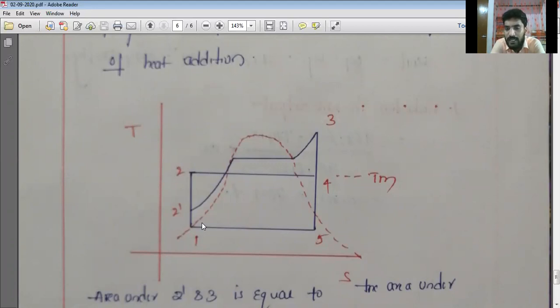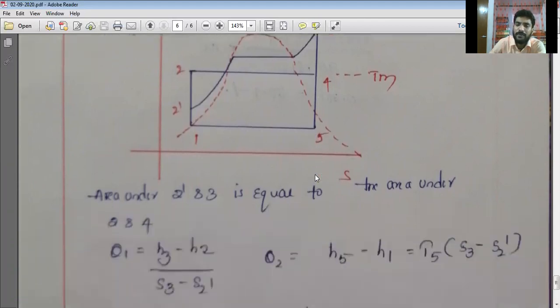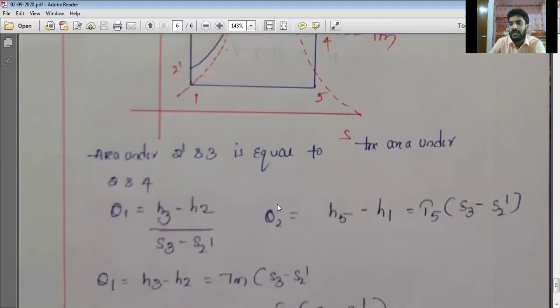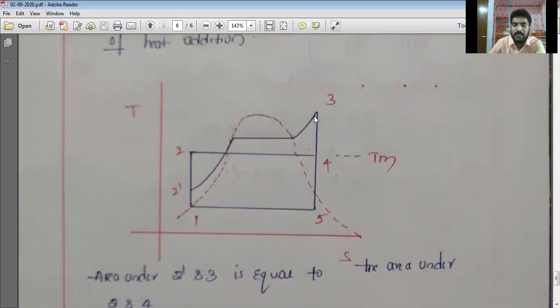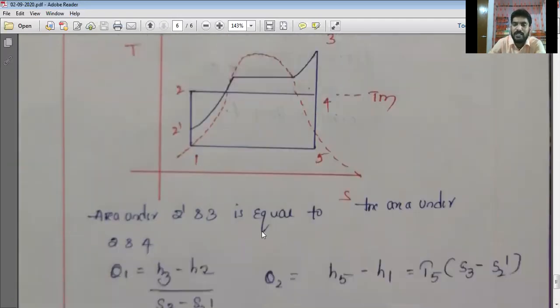I want the mean temperature and the maximum temperature. So here the area under the curve 2 dash and 3 is equal to the area under 2 and 4. Then I want to derive the equation. Heat supplied is H3 minus H2. Heat rejection is H5 minus H1.